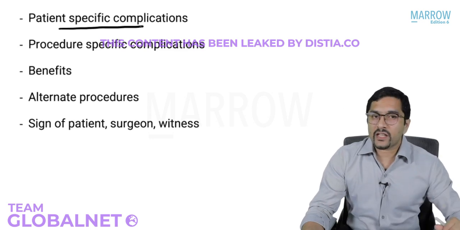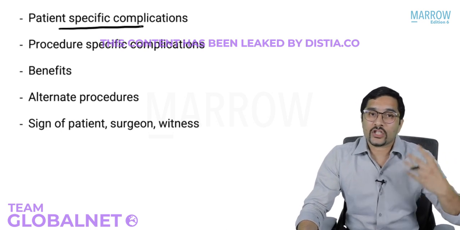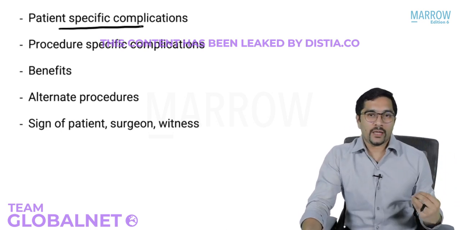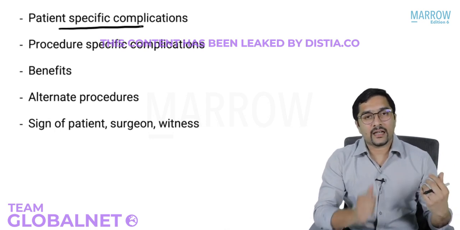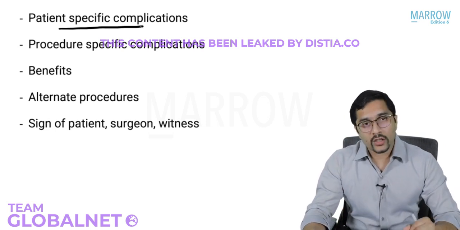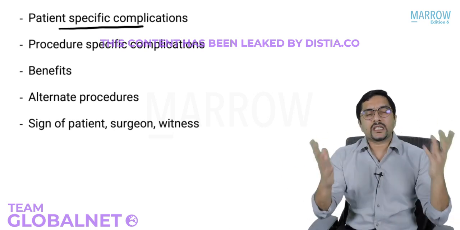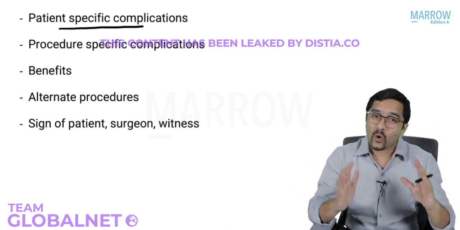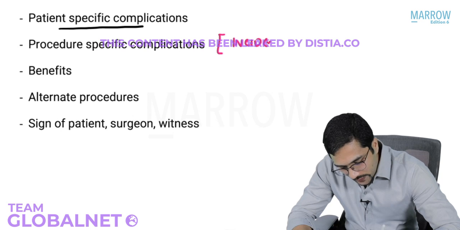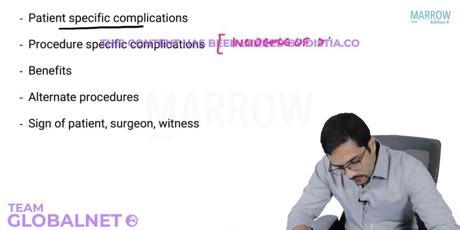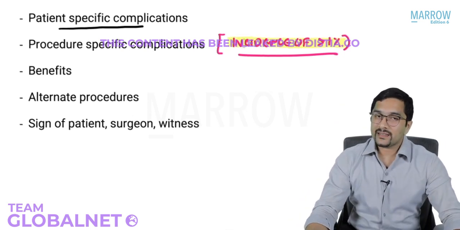Then procedure-specific complications, right? So supposing I'm doing a mastectomy, seroma, that is accumulation of fluid, is the most common complication. Lymphedema can occur. Flap necrosis can occur. Recurrence can occur. So all these things we need to document in the procedure-specific complications. Now, there can be many procedure-specific complications. We don't include all of them. We only include those which have an incidence of more than 1%. Only those complications which have an incidence of more than 1% are to be included in the consent.